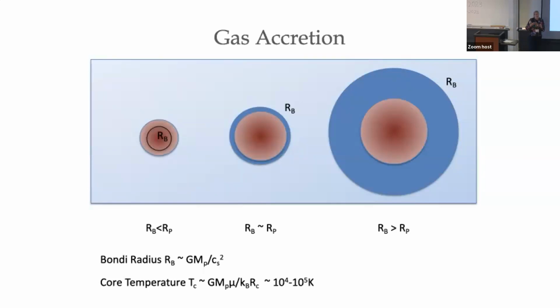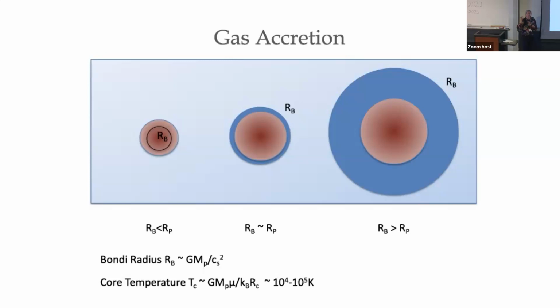And so this condition basically means that your Bondi radius, which is basically the distance from a body where the thermal speed of the gas molecules equals the escape velocity from the body itself, has to fall outside your physical radius, right? Because the atmosphere has to sit on top of you. You're not a black hole where it can be inside you. So you have to be big enough that your Bondi radius is larger than the physical radius of your growing planetary embryo.